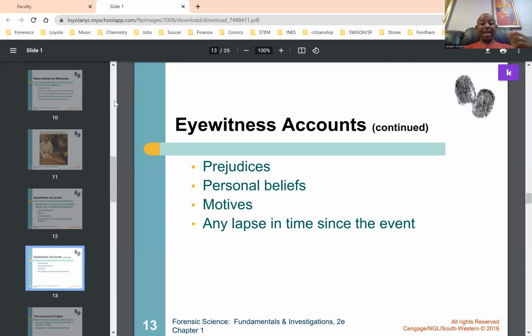Motives. Any lapse in time since the event. The farther away you are from the event that you're observing, the less accurate your observation is going to be, because you remember less and less. And not only do you remember less and less, sometimes the way something happened changes in your mind over time. Your brain will change some aspects of the account.